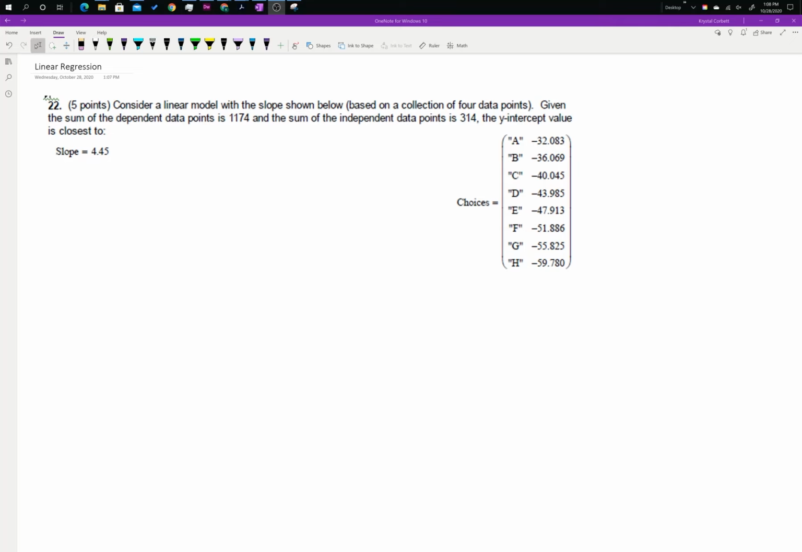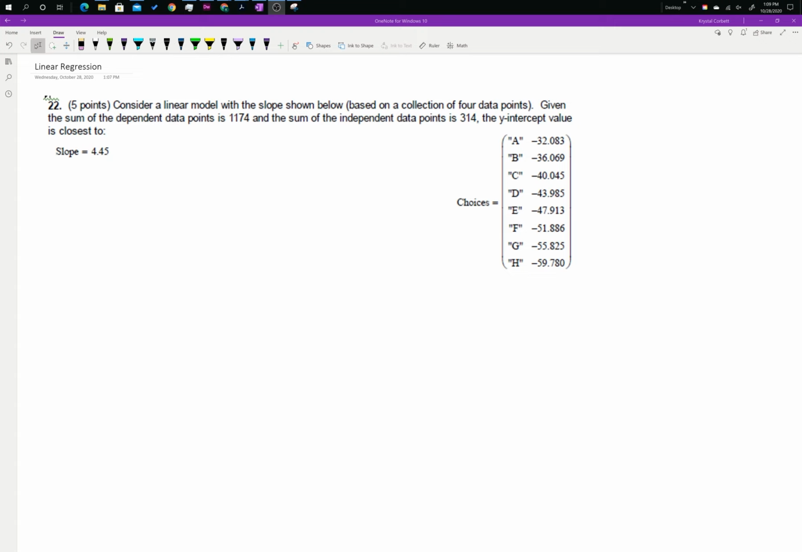This problem on linear regression presents the information in a slightly different form than you're used to seeing. In this problem, you really have to make sure you know what each of the different terms are referring to within your equations for slope and y-intercept, as well as what the x-axis information and the y-axis information is referred to. This problem asks you to consider a linear model with the slope shown below.